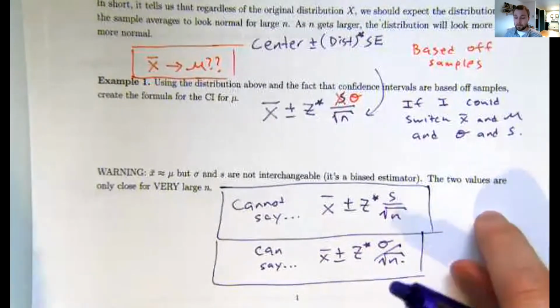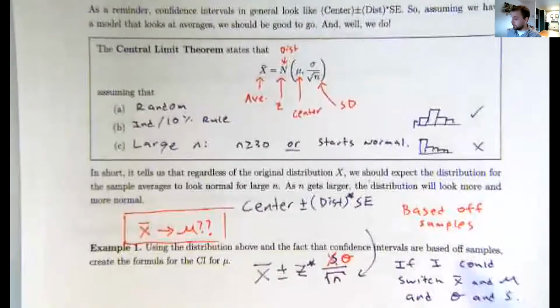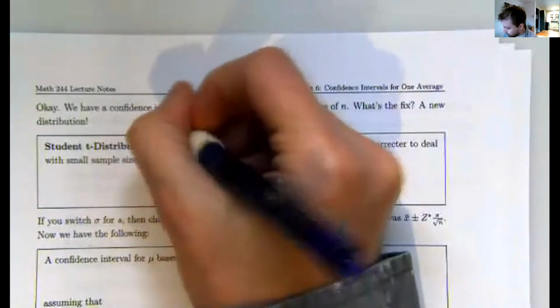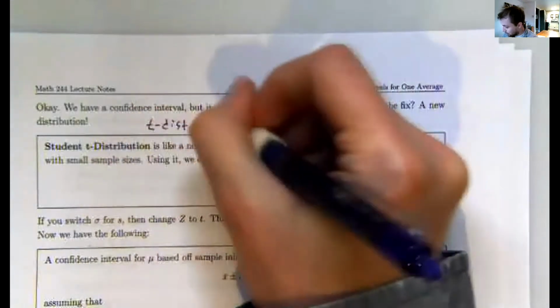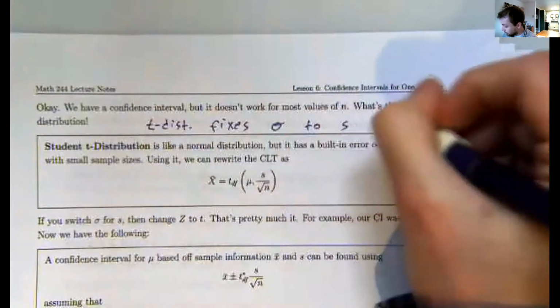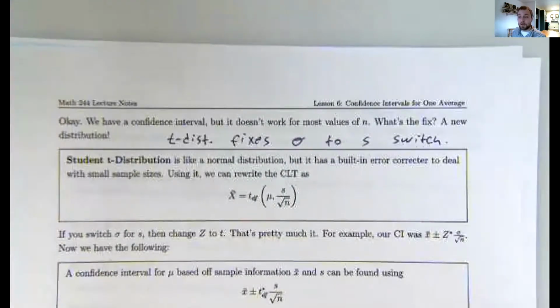So he created an entirely new model and he named it student distribution. So this model fixes this sigma to S switch. And I'm going to give you all the properties of this t distribution, and it's going to look a lot like the normal distribution. So in the back of your head, think, okay, I might be learning a new model here today, but it's really just like the normal distribution.